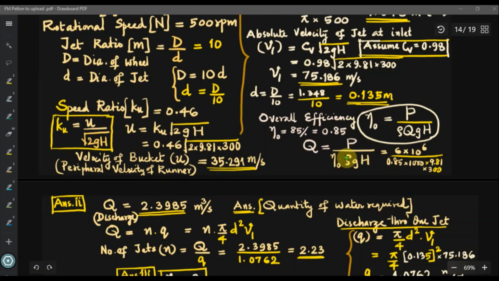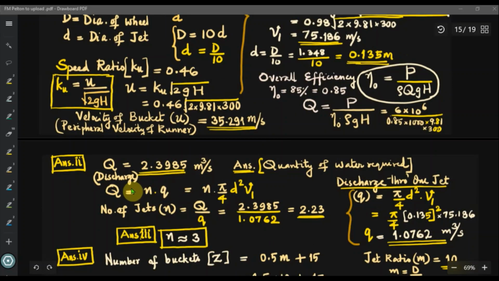The power must be in watts, because in rho Q G H, if you substitute Q in meter cube per second, G in meter per second square, H in meters, and rho in kilogram per meter cube, the water power you will get in watts. Therefore, the numerator also must be in watts. So the power in watts, that is 6 megawatt converted into watts, 6 into 10 raised to 6 watts, divided by 0.85, that is the overall efficiency. The density of water is 1000 kilogram per meter cube, gravitational acceleration 9.81 meter per second square, and H is net head 300 meters. So once you do this, you will get Q. The discharge of 2.3985 meter cube per second is the answer to the second part of the question, the quantity of water required every second.